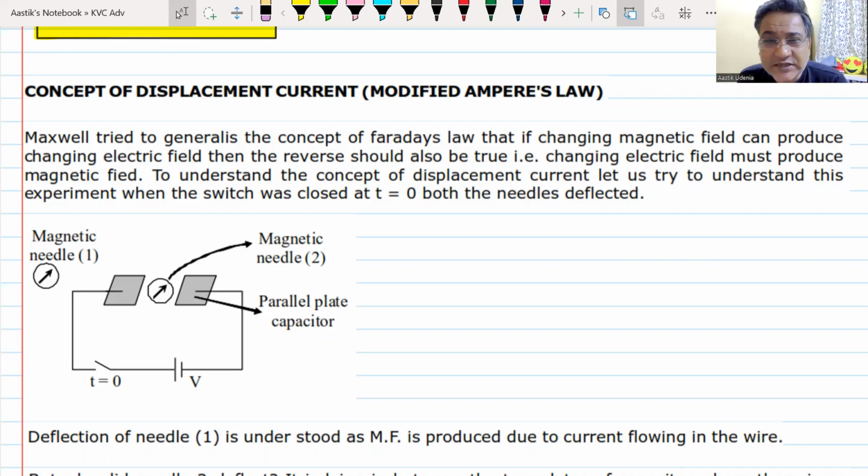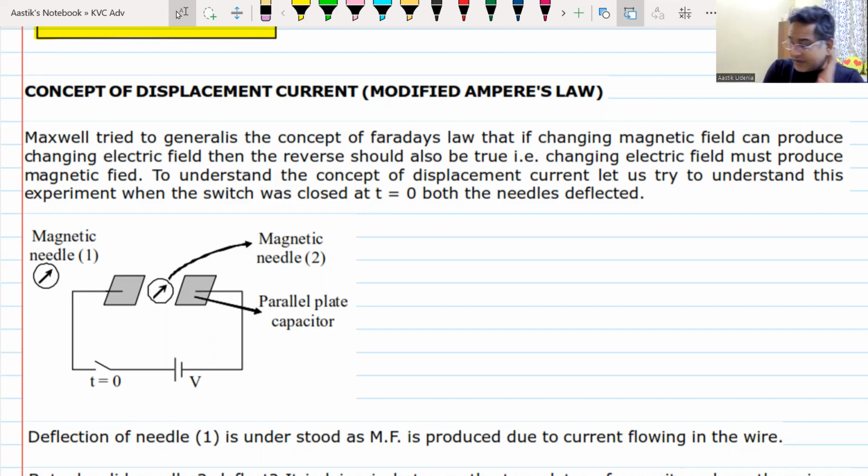Now, the best way to understand this concept is to look at the charging of a capacitor. Here you can see a parallel plate capacitor, not a very good diagram, but these are the two plates, and it is connected to a battery of voltage V. At time t equal to 0, the switch is switched on. Initially, the capacitor is completely discharged, having no charge. As soon as the switch is switched on, there are two magnetic needles kept, one close to the wire, one in between the plates of the capacitor. Now, what do you see?